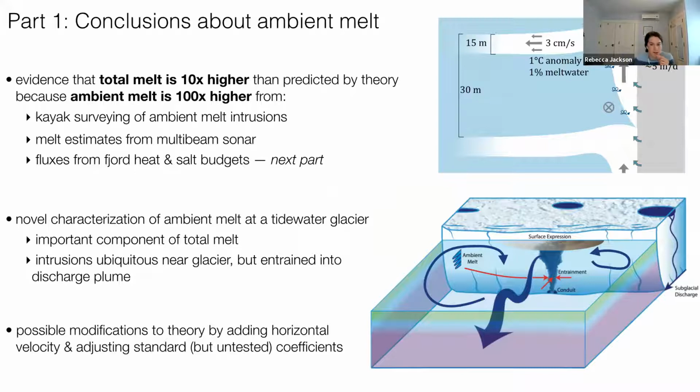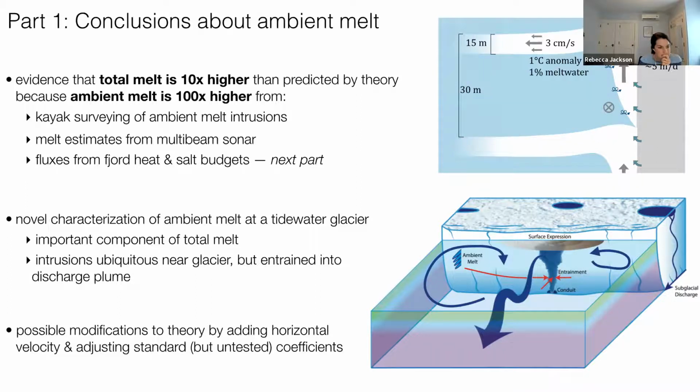So to summarize this part about ambient melt, I've shown that the total melt across the terminus seems to be about 10 times higher than predicted because ambient melt is about 100 times higher. And this comes across in the kayak surveying of the ambient melt intrusions, and also melt estimates from multi-beam sonar and bulk fluxes that I'll get into in the last few minutes of this talk.